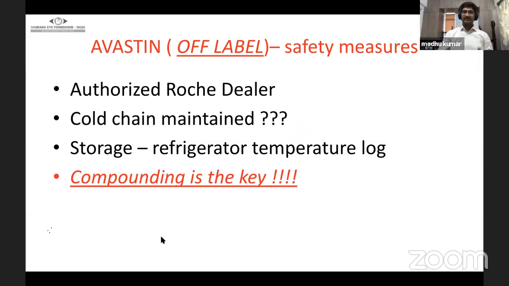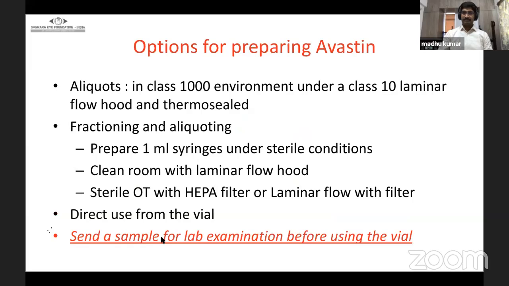So the compounding, that is the fractioning of the bevacizumab, is very important. There are three main ways of going about fractioning this bevacizumab. The first one is the aliquots, which very few centers in India have: an in-house class 1000 environment under a class 10 laminar flow hood, wherein you can prepare small ampules, which is preferred, but not many hospitals or institutions have that.